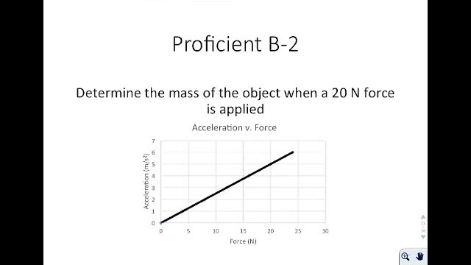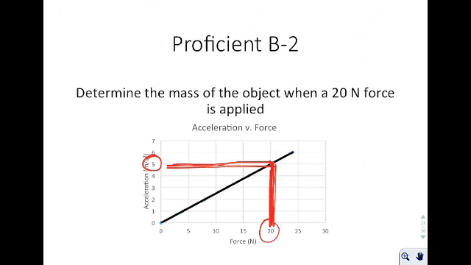Now we have a proficient level question. Remember, proficient level questions are going to be just a little bit harder. It says, determine the mass of an object when a 20 Newton force is applied. When you have a 20 Newton force, you're looking specifically at this point. It actually isn't going to matter, but whenever you look at 20 Newtons, you've got that right there, and it results in an acceleration of this. So I've got A and 20.